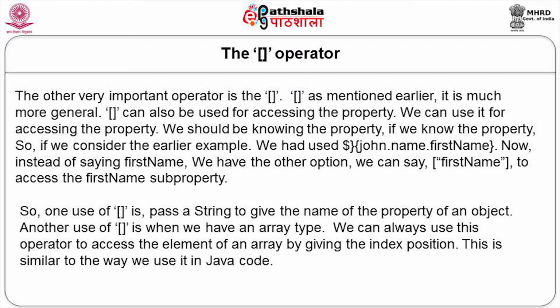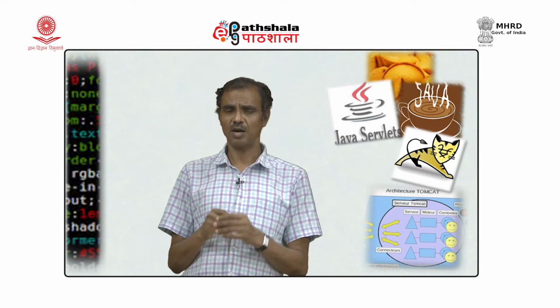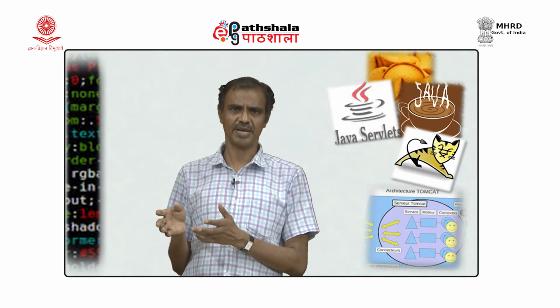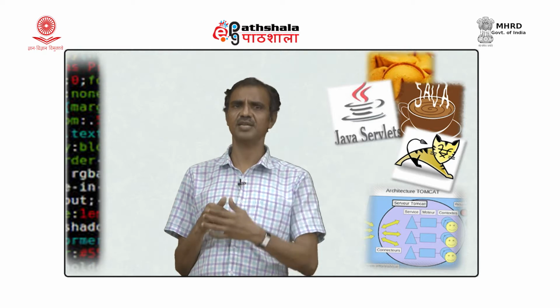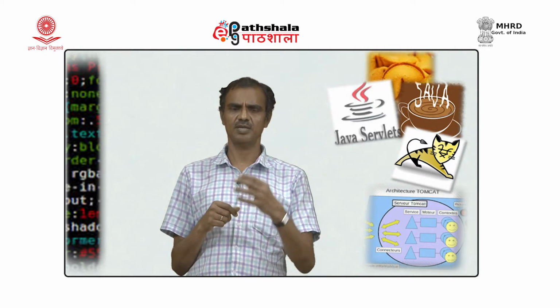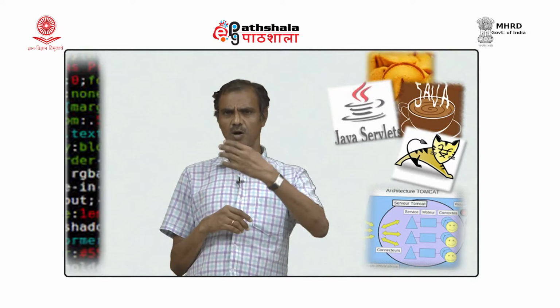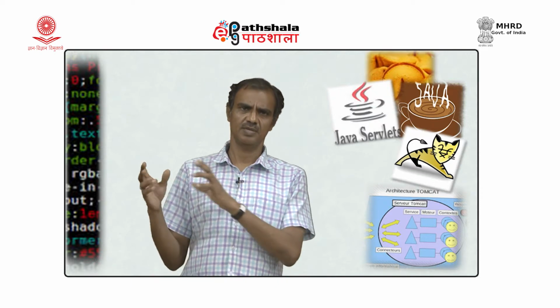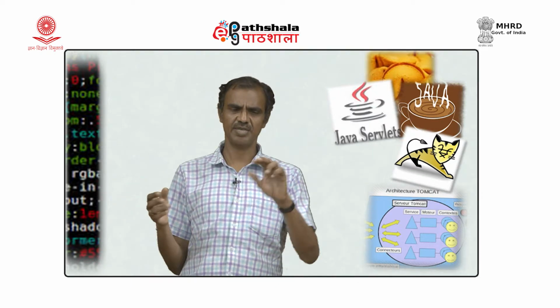The other very important operator is the square brackets. Square bracket, as I had mentioned, is much more general. Yes, square bracket can also be used for accessing a property. How do we use it for accessing a property? Okay, we should know the property name. If you know the property name, so for example, in this case, suppose I have got John dot name. Now, in name I am interested in the property called firstName.